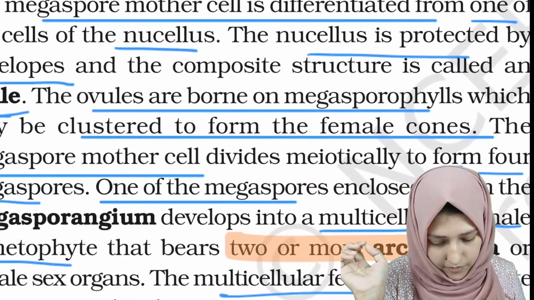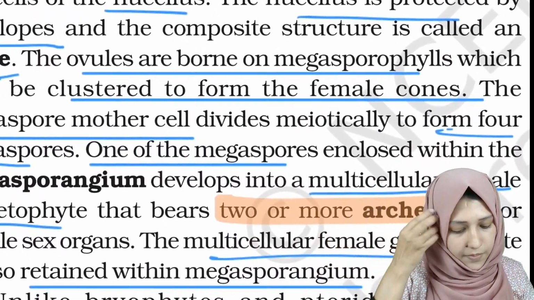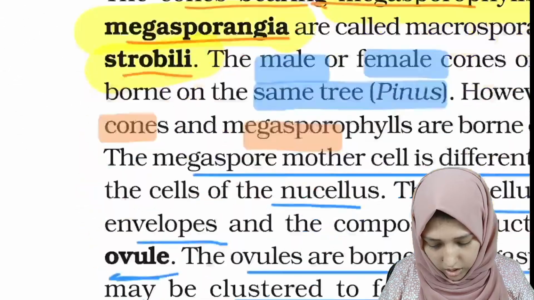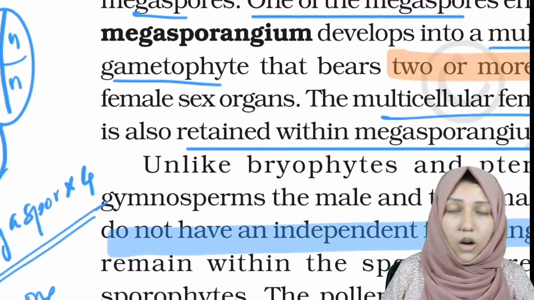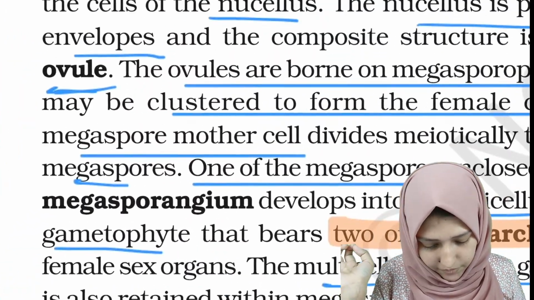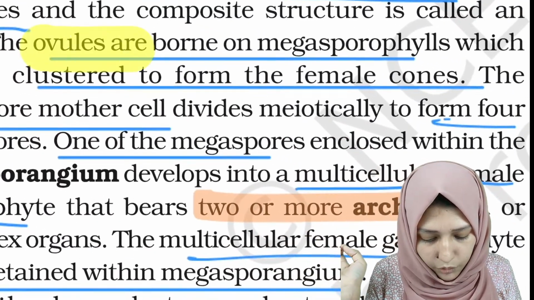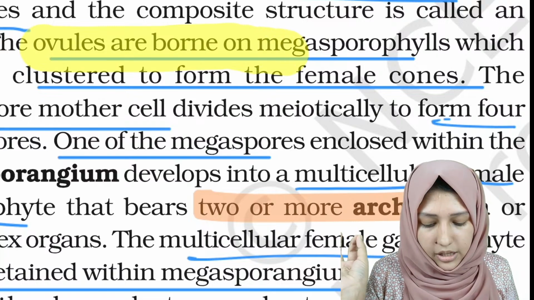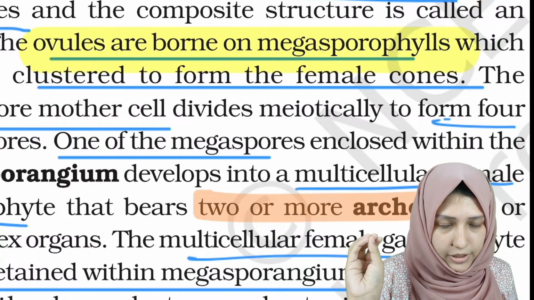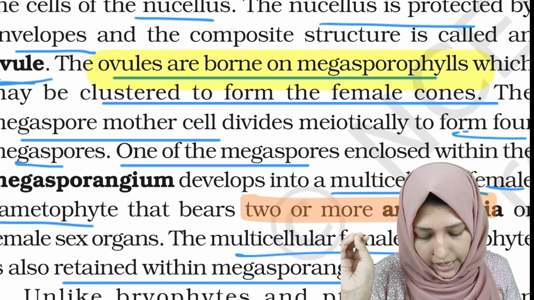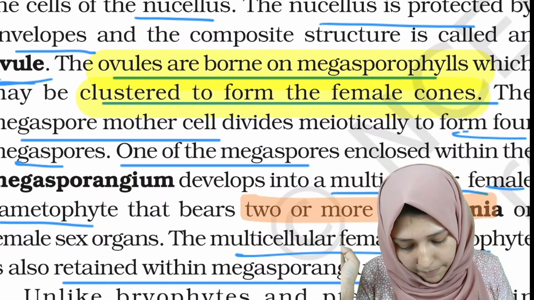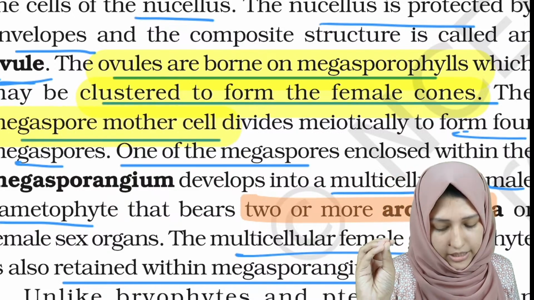Now we will be learning how the megaspores are produced. The ovules, meaning female sex organs, are borne on megasporophylls. Megasporophylls means the bigger leaves, and they may be clustered to form female cones. Clear?